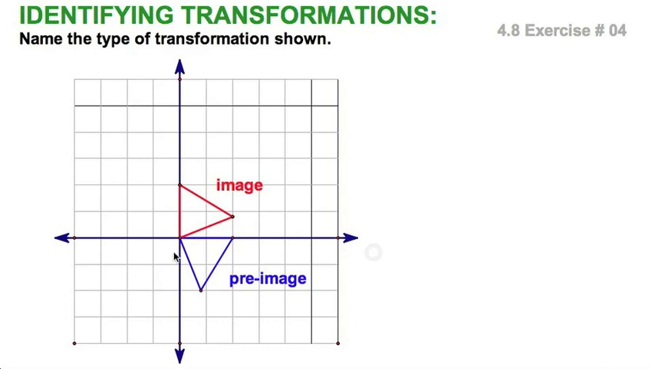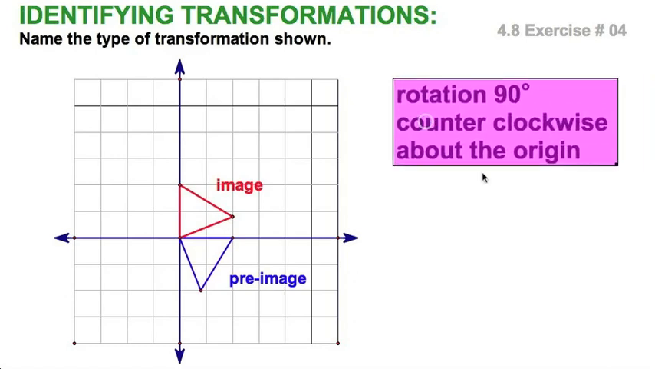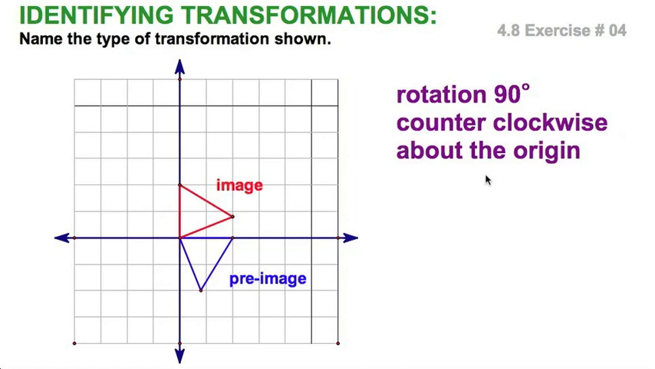Well, how would you imagine getting from the blue triangle over here to the red one, the pre-image to the image? It's not sliding over, it's not flipping. It looks like it's spinning around this point. This point is the origin, 0, 0, so we call that rotating about the origin. So I would look at it doing this, okay? Like all good mathematics, that is rotating in the counterclockwise direction, and I would call that a 90-degree counterclockwise rotation about the origin, okay?